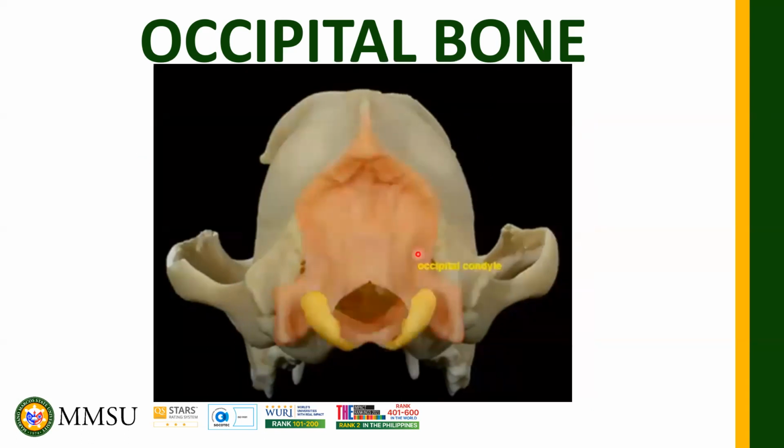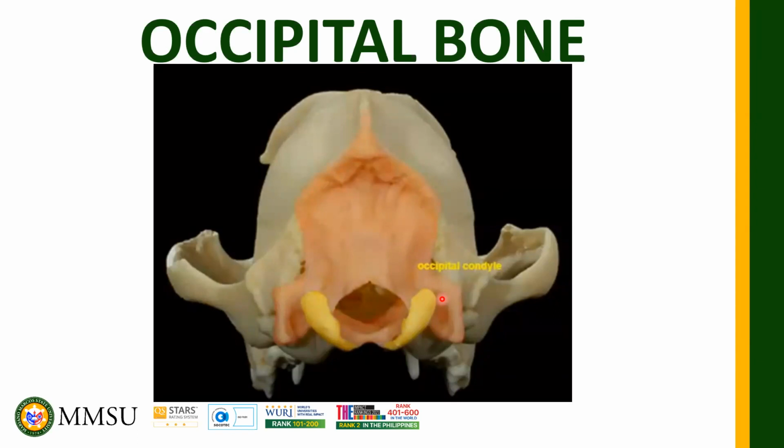Now we have here another important feature ng occipital bone. We have the occipital condyles, no? Ito, as what I've said, rounded projections ito or bony structures that are usually located on either side of the foramen magnum. So itong mga to, these are the occipital condyles. So ano ba yung purpose ng occipital condyles?